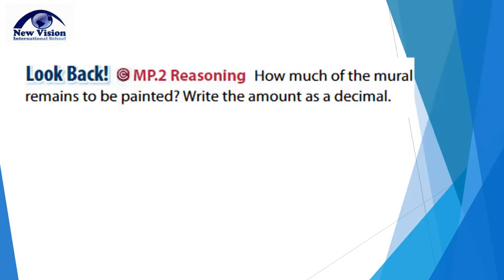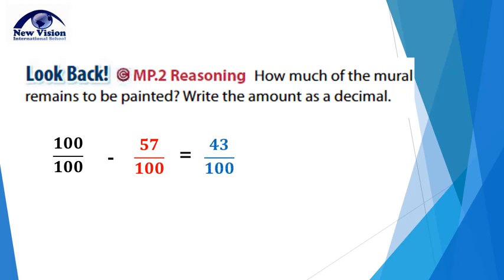Look back. How much of the mural remains to be painted? Write the amount as a decimal. Since the total of the two classes painted is 57 over 100, we will just subtract it from 100 over 100. So we have similar fractions. So we will just subtract numerators and copy the denominator. So 100 minus 57 is equal to, very good, 43. Then copy the denominator. So it's going to be 43 over 100.